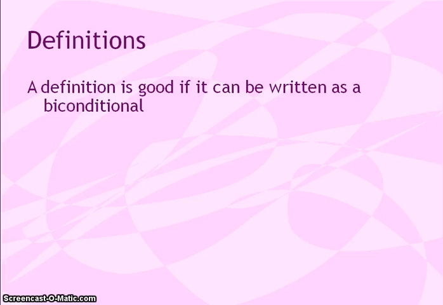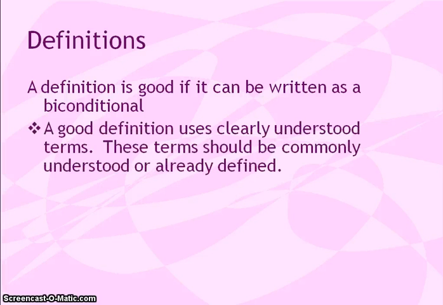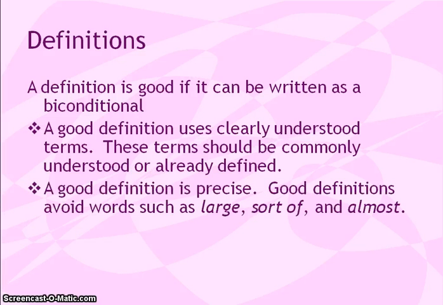Okay, now I don't know if you've picked up on this, but part of the reason we discuss biconditionals and part of why it's important in geometry is if you can make a biconditional statement about something, you've developed a very good definition. So a definition is good if it can be written as a biconditional. If it can't, it's probably vague or you've probably left something out. So a good definition also uses clearly understood terms. These terms should be commonly understood or already defined.